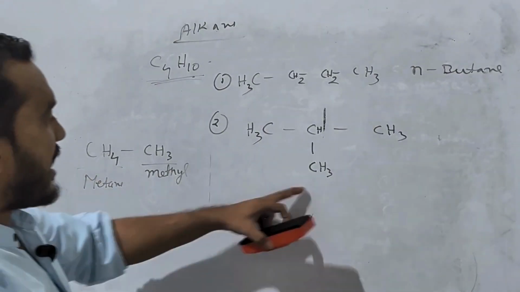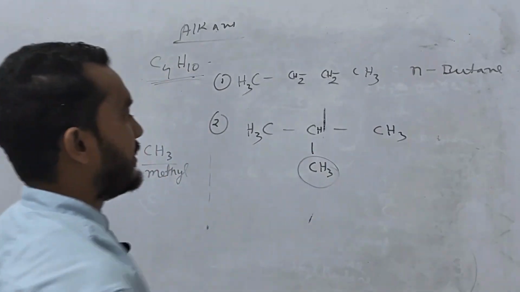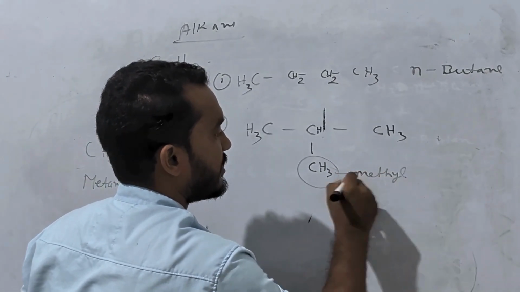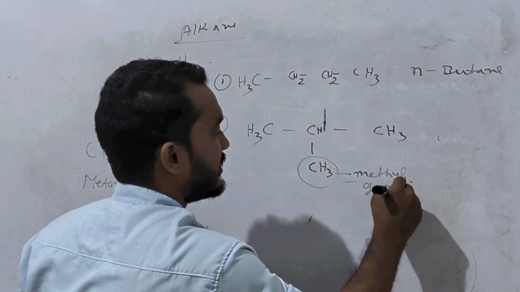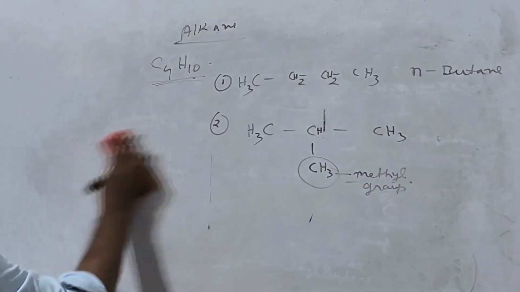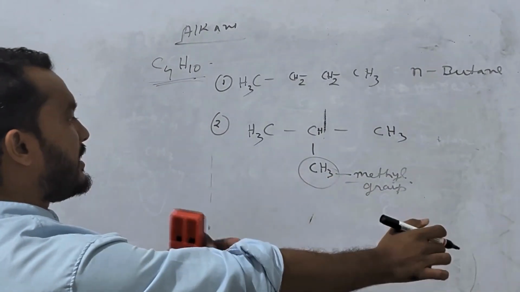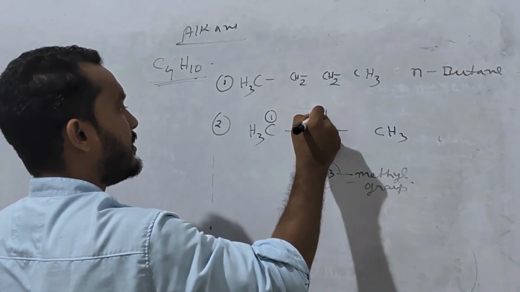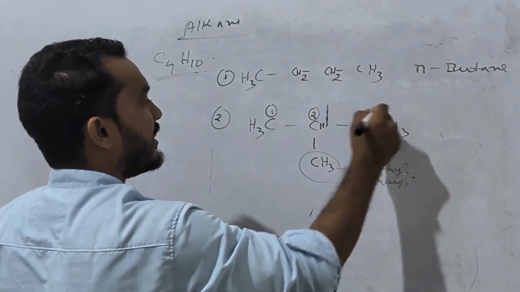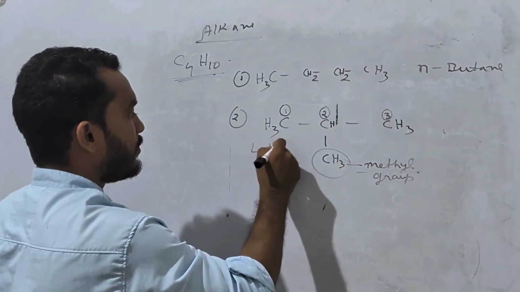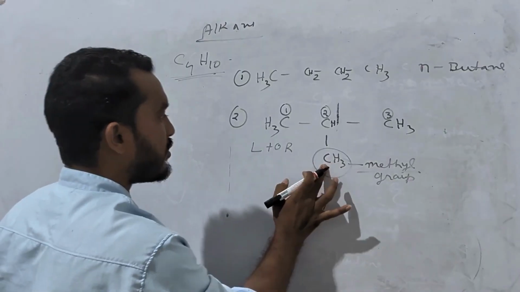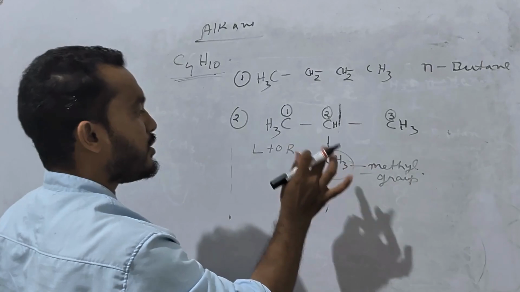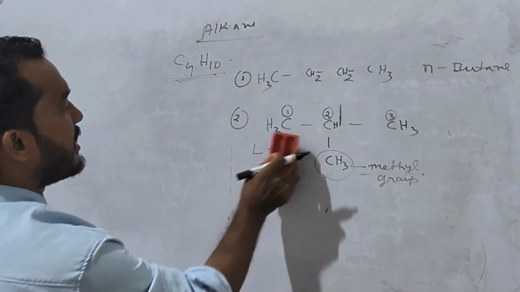Now you see, in a branch, when you get CH3, that is called methyl. This is actually called a substituent. Okay, this is called methyl group. This is called what group? CH3. It is called methyl group. Now, this methyl group is at what position in the carbon chain? See, this is the first carbon, second carbon, third carbon. If I count from left to right, then this methyl group falls in the second position. If I count from right to left, then also this methyl falls under the second position.